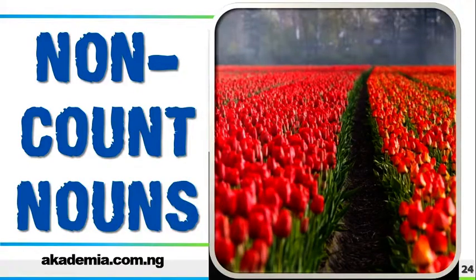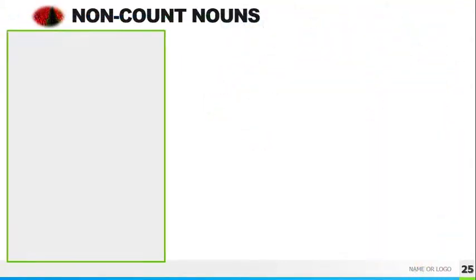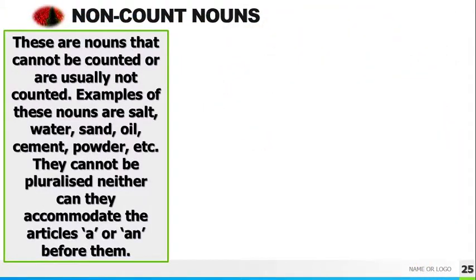Let's look at non-count nouns, or the ones generally referred to as uncountable nouns. These are nouns that we cannot count, or we usually do not count. We don't count them, neither can we count them. For example, salt, water, sand, oil, cement, powder. All of these nouns cannot be counted.